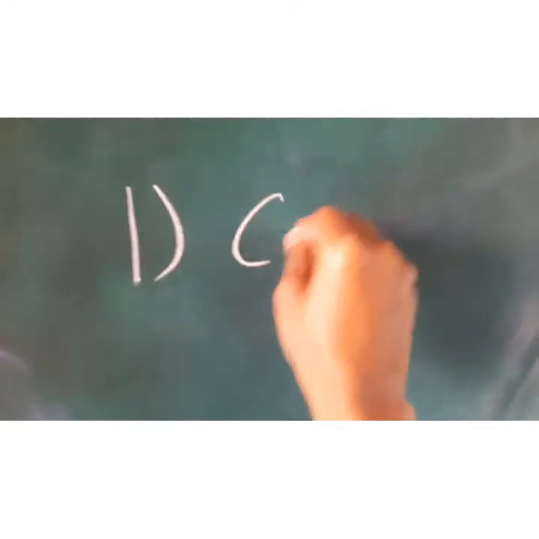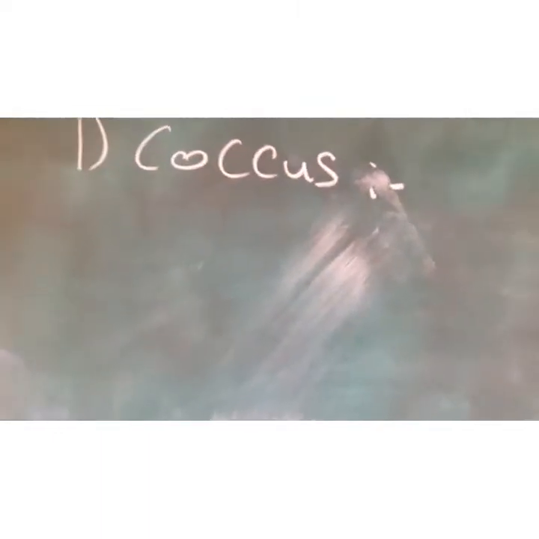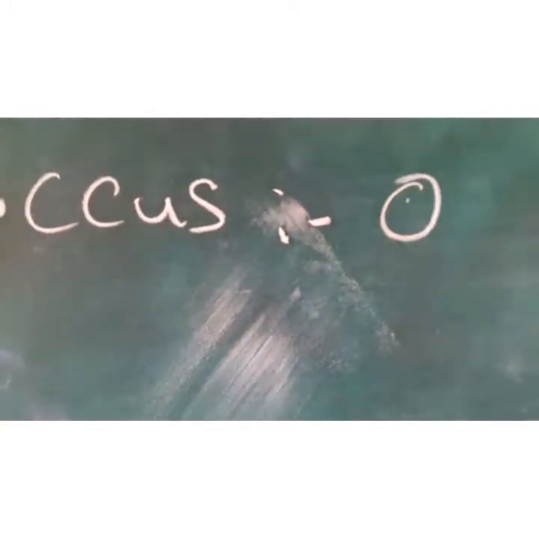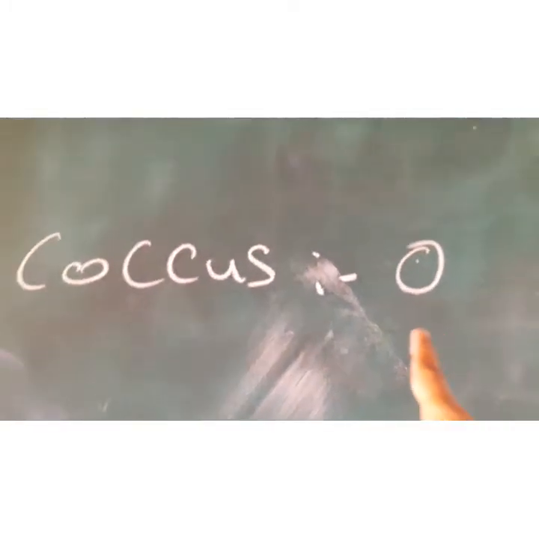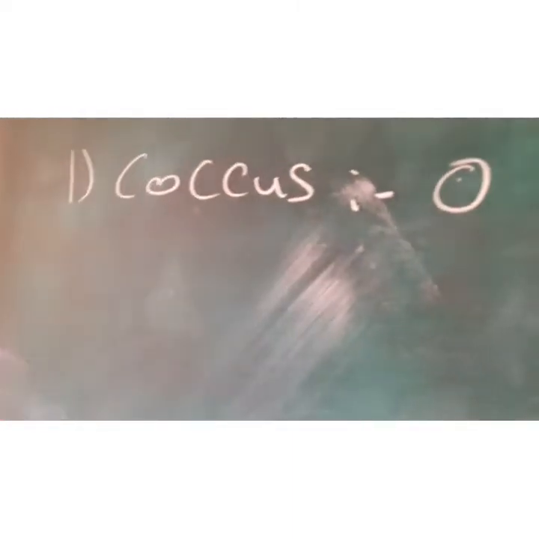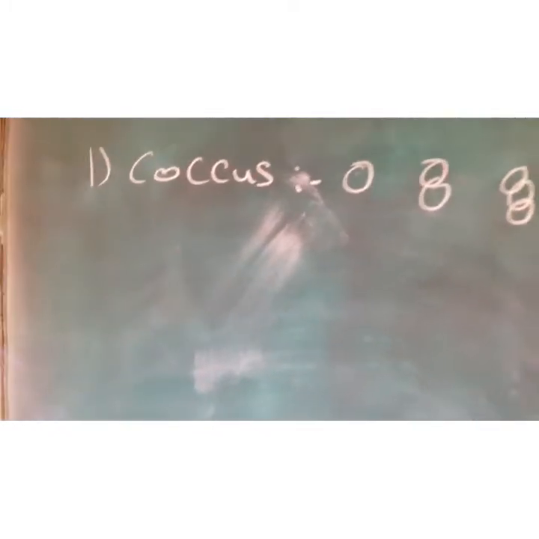The first structure of bacteria is coccus. In coccus, the shape of the bacteria is generally circular. They can be monococcus, that means one circle, dicoccus or diplococcus, tricoccus, that means three. So this is the first structure of bacteria of kingdom Monera.